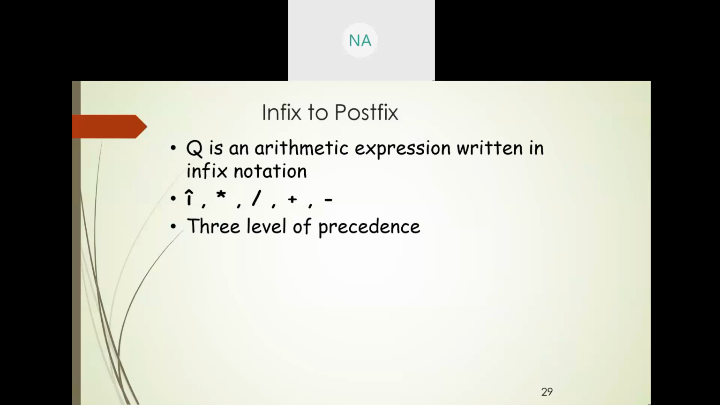Okay, so we have an expression written in infix notation Q. We are using only 5 symbols: exponent, plus, minus, multiply, division, and we have defined 3 levels of precedence. The first level is for the exponent, the second level is for multiply and division, and the third level is for plus and minus, right?